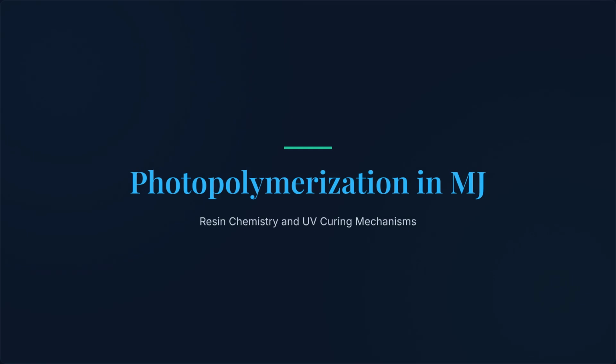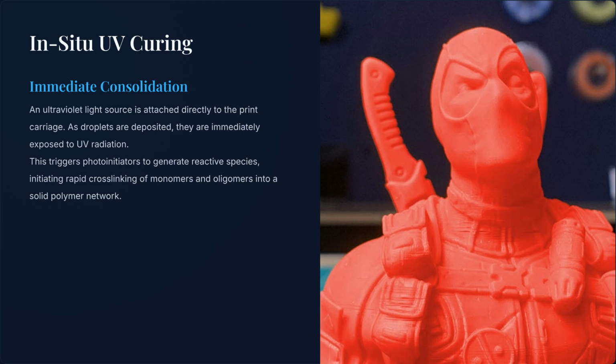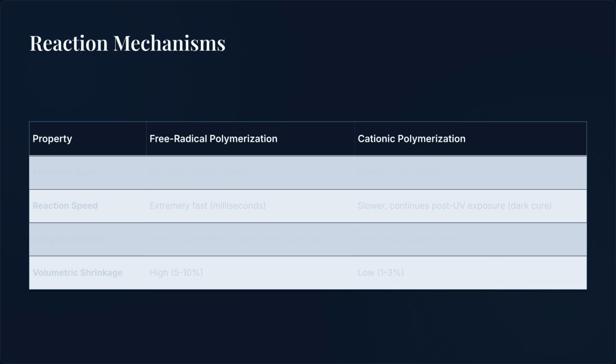We now examine the photopolymerization mechanisms in material jetting, focusing on resin chemistry and UV curing. In situ UV curing involves an ultraviolet light source attached to the print carriage, which exposes deposited droplets to radiation, triggering photoinitiators and initiating rapid cross-linking into a solid polymer network. Different polymerization mechanisms offer distinct properties. For example, free radical polymerization is extremely fast, but susceptible to oxygen inhibition, whereas cationic polymerization is slower but immune to such inhibition.